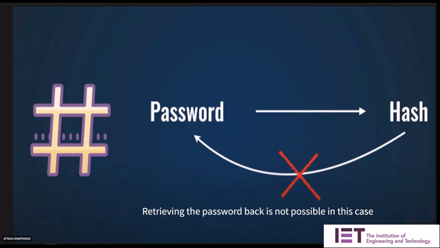And if that's not fast enough, attackers can also use rainbow tables. These rainbow tables are nothing but tables which contain pre-computed hashes that can be used quickly to find weak and very commonly used passwords nowadays.